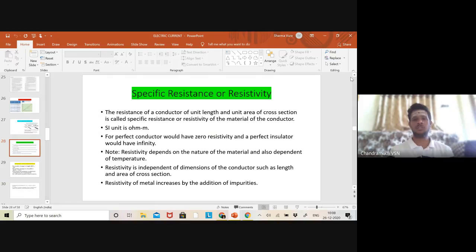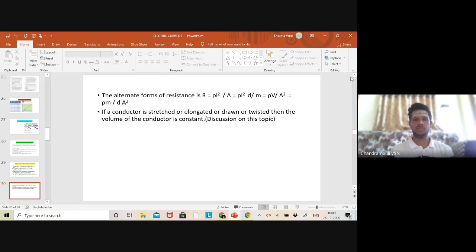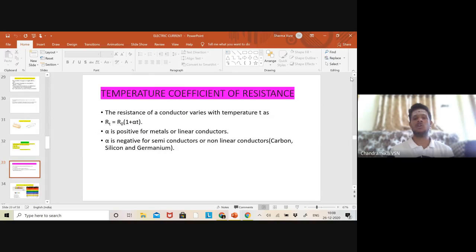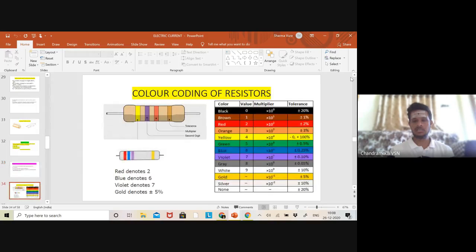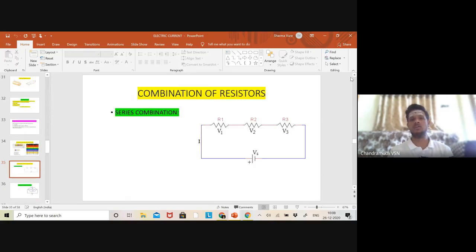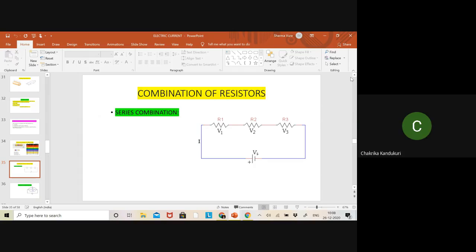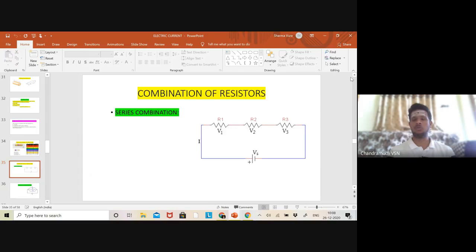What is meant by specific resistance and what is its SI unit? Ohm meter. And the reciprocal of resistance is called conductance, and the reciprocal of resistivity is called conductivity. In our last class, we learned combinations of resistors. When three resistors are joined in series, as shown in the figure, what is the net resistance? R1 plus R2 plus R3. Very good.